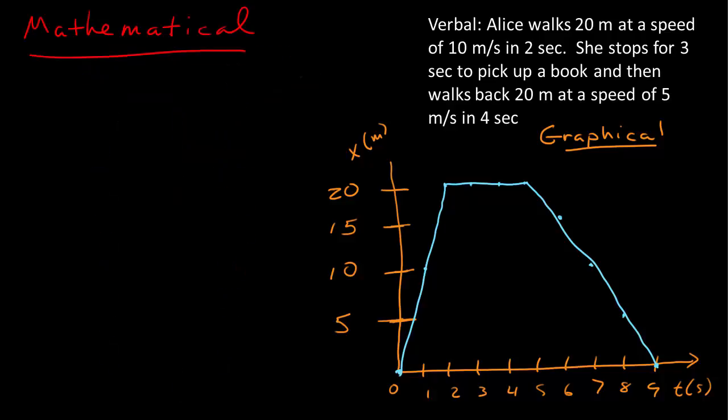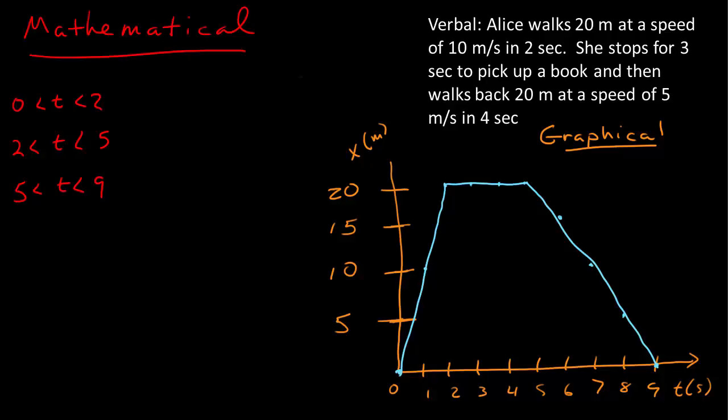Finally, I want to have a mathematical representation. A mathematical representation means I'm going to have equations that represent my motion in this case. I have 3 regions of time where the motion is straight lines, so let's split up those regions. The first region is the time between 0 and 2 seconds. Then I have the region 2 to 5 seconds. And then I have 5 to 9 seconds.